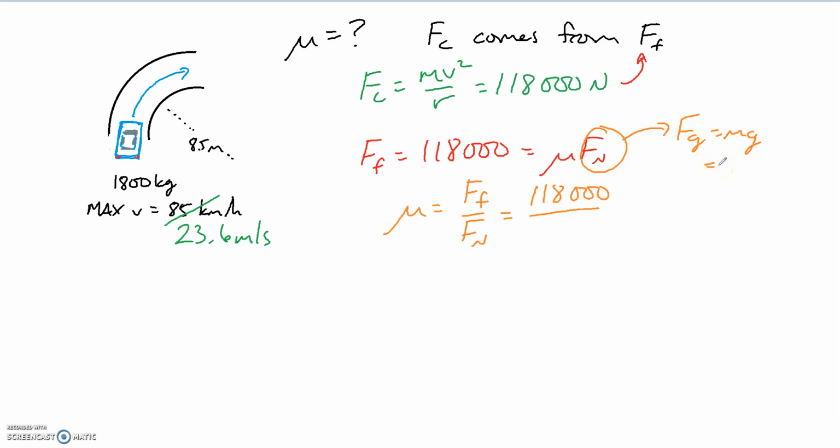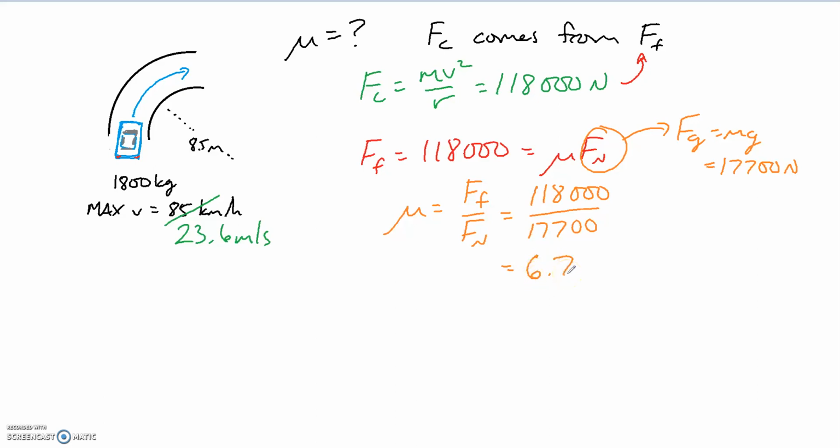Now, if I calculate my mg, I get a force of gravity of approximately 17,700 newtons, which I can then put into my expression, 17,700, and divide the two out. When I divide the two out, I've got the force of friction, 118,000, divided by the normal force, which is 17,700, and I'll get a coefficient of friction of approximately 6.7.